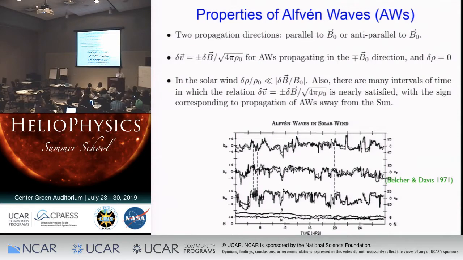That's what you might expect if the sun was somehow launching Alfvén waves into the solar wind. They would be propagating away from the sun by causality. And that's what we see. This Belcher and Davis paper was a landmark paper. It's a famous paper. They were the first ones to really find this strong correlation, strong evidence for Alfvén waves originating at the sun.